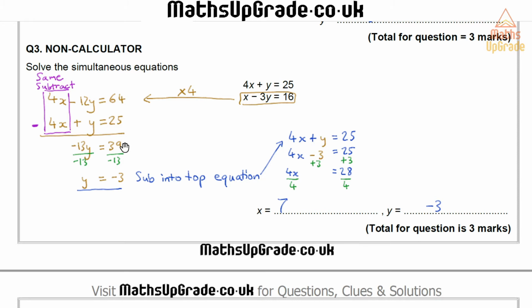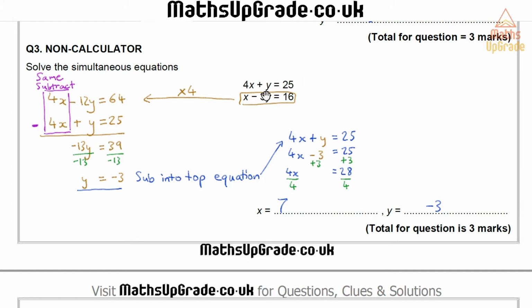Now what I'm going to do, I'm just going to divide by negative 13, since y has been multiplied by negative 13, and it's the inverse operation. Divide on both sides, that gives me y equals negative 3. Substitute that into any equation I prefer here. I'm choosing the top one since it looks easier for y.